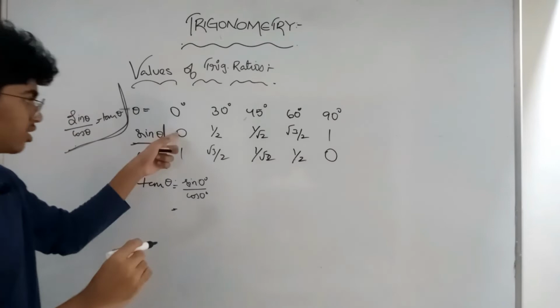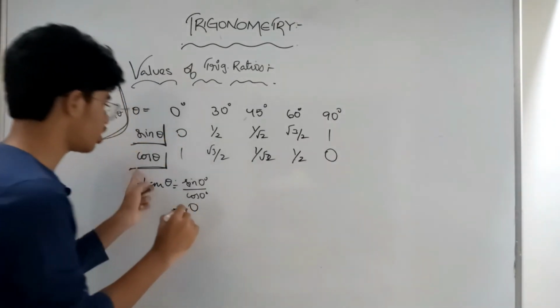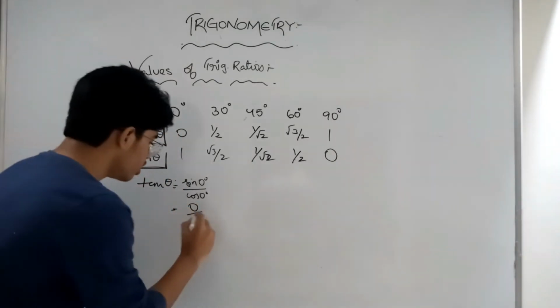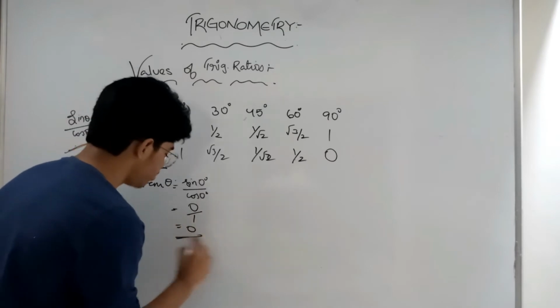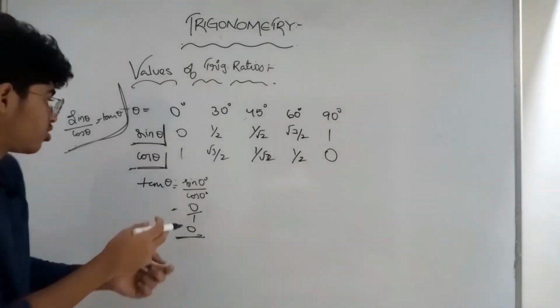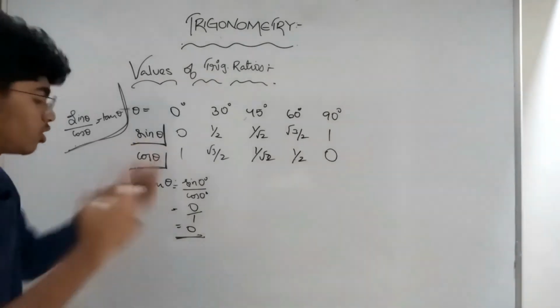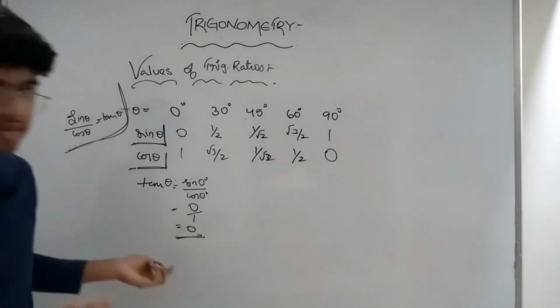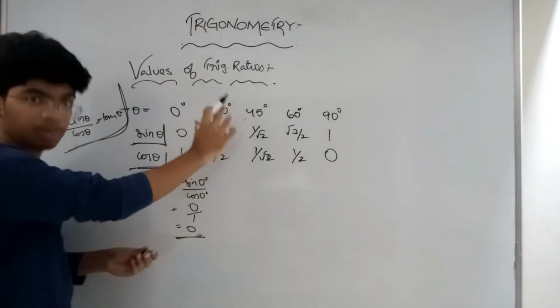And we know sin 0 is 0, and cos 0 is 1. So 0 by 1 is 0 according to maths. So we got tan 0 is also 0. We didn't memorize that tan 0 is always 0, we just derived it, right? And then next we are going to do the same.